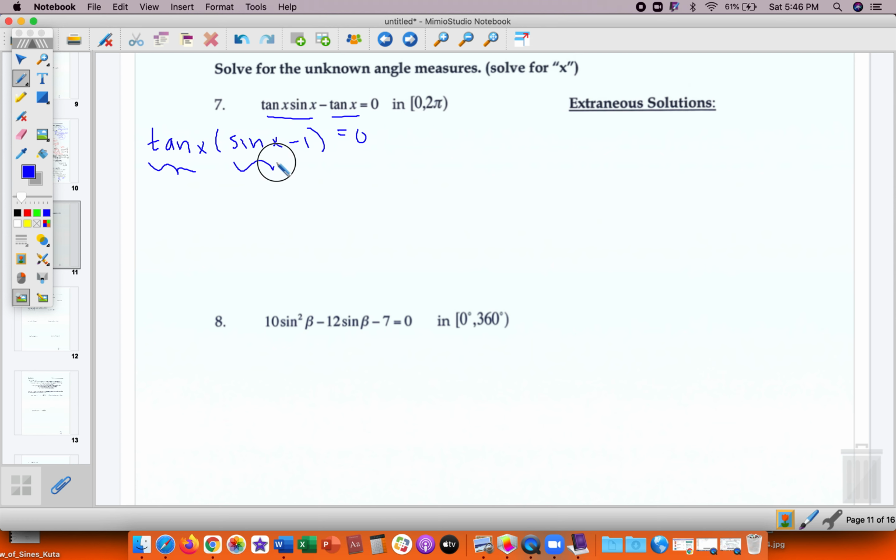So we have this factor and we have this factor. We can set both equal to 0 and solve. So we have tan x equals 0, and we have sine x minus 1 equals 0.